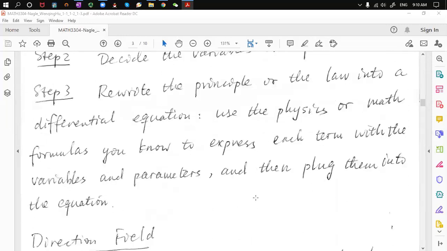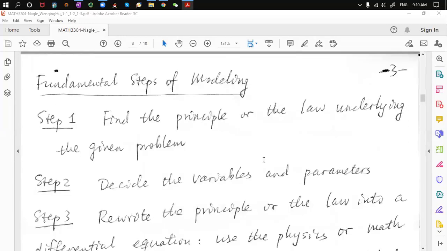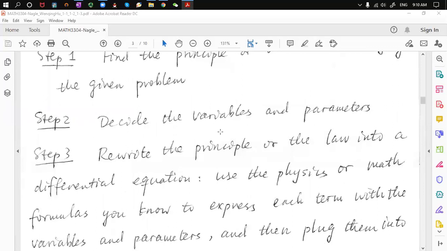On Monday we also talked about the fundamental steps of mathematical modeling via differential equations, right? First, you have to find the principle or law underlying the given problem. Once you have that, you have to decide the variables and parameters. On Monday's lecture, we talked carefully about variables and parameters.